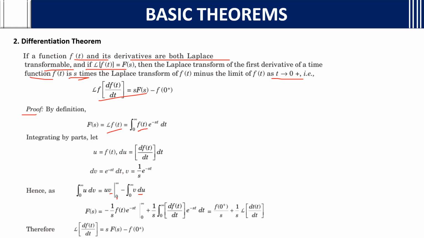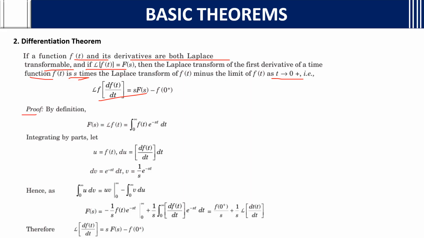If we need to bring it in the form u into dv, integral 0 to infinity u dv, the formula is uv from 0 to infinity. The v value that you got does not need to be integrated; the limits 0 to infinity need to be applied, minus integral 0 to infinity. The value of v needs to be written and the du value substituted. This is the formula you need to remember.